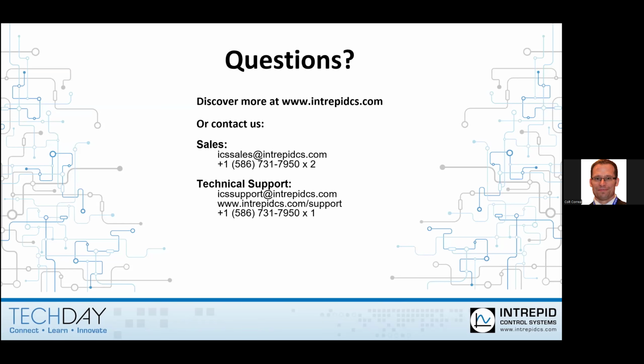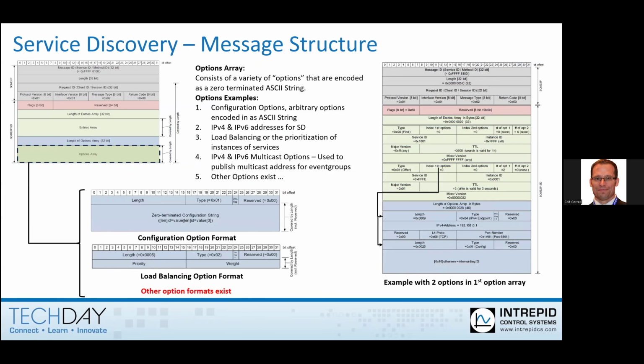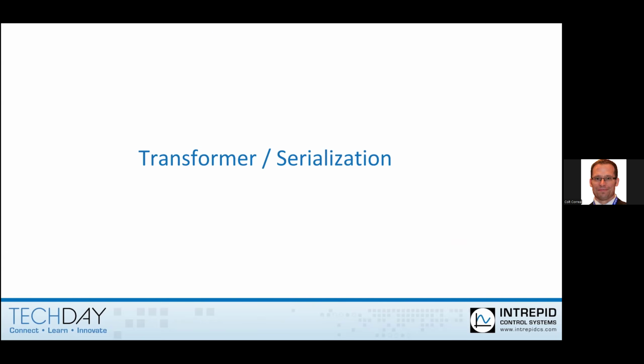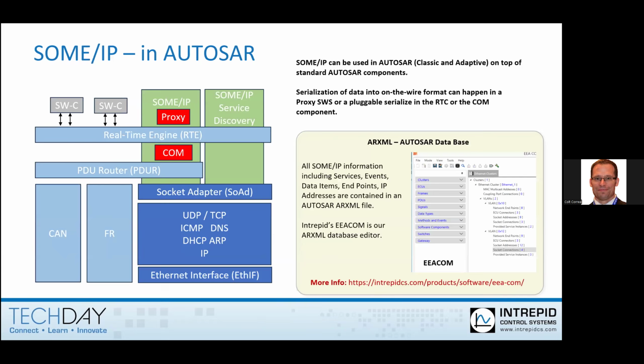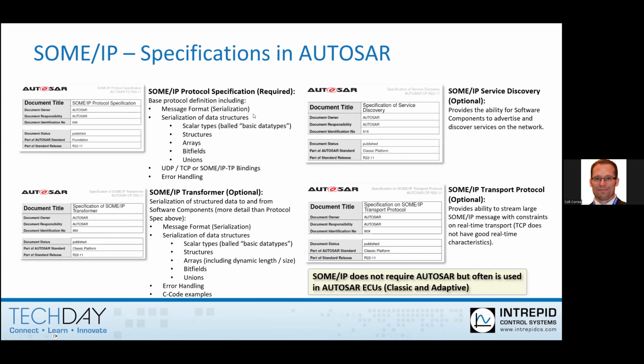So hopefully that was a good overview of SOME/IP. Really appreciate everyone being here. We went through all of the different types of messages and structures that SOME/IP offers, including the basic protocol specification, service discovery, serialization, and the transport protocol, and went through some examples of how you might actually implement SOME/IP. So hopefully it's a practical and simple explanation of how you might employ it and the benefits of SOME/IP. So thank you everyone for your time.